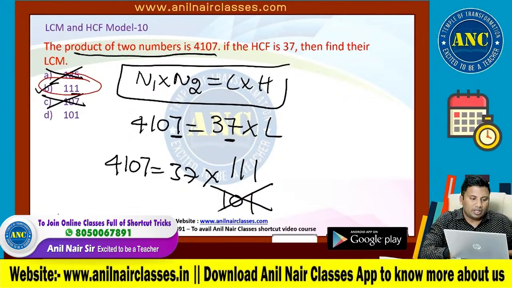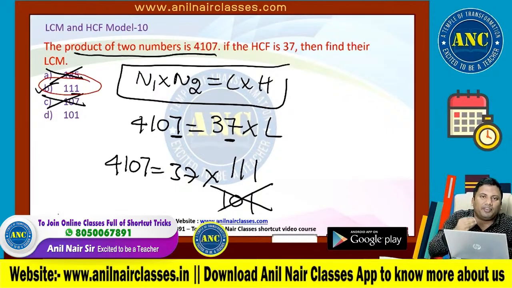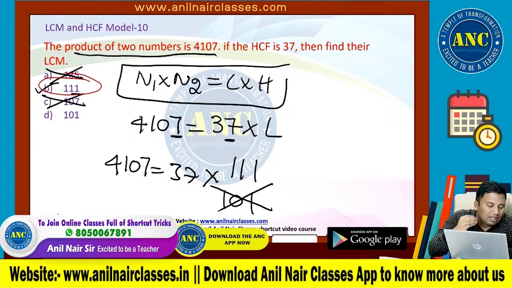Is it clear to you? Because what you have understood is wrong. Please read what you wrote in the live chat. How can we take that formula if HCF is not guaranteed as a factor of LCM? When did I say that HCF is not a factor of LCM?